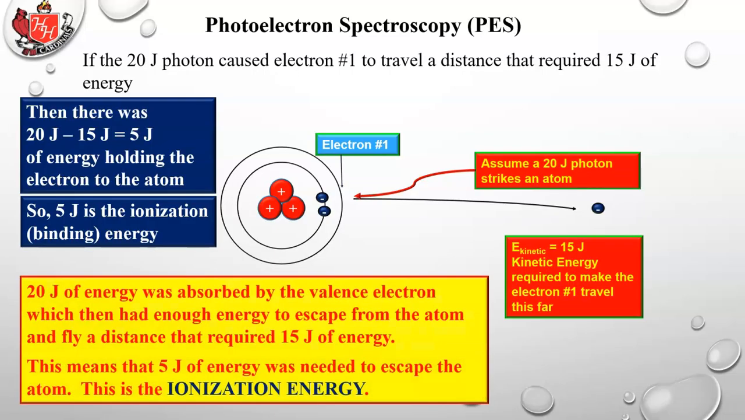So 20 joules of energy was absorbed by the valence electron, which then had enough energy to escape from the atom, first of all, and then second, to fly a distance that required 15 joules of energy. It's needed to escape the atom. This is the ionization energy.